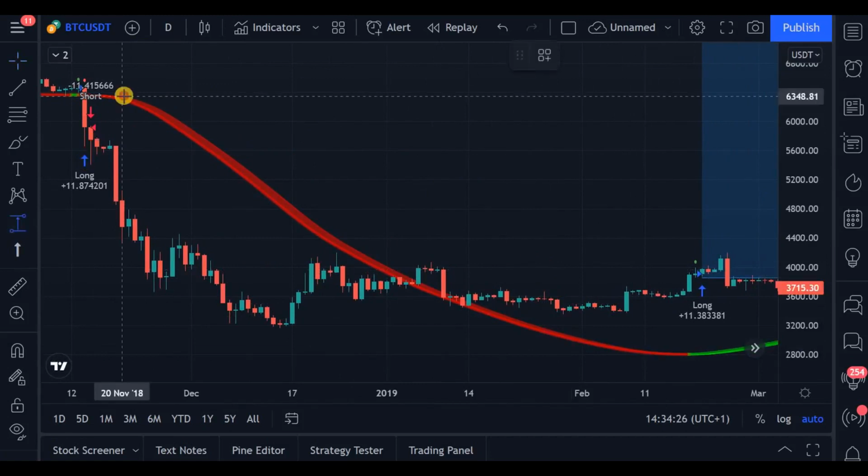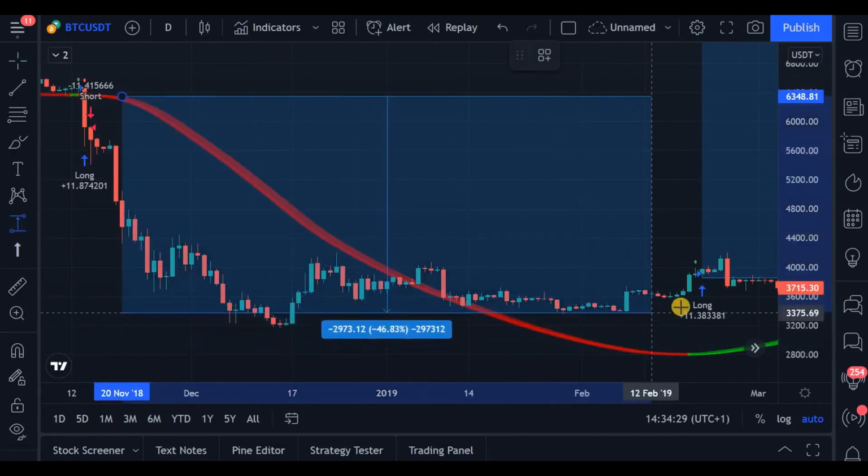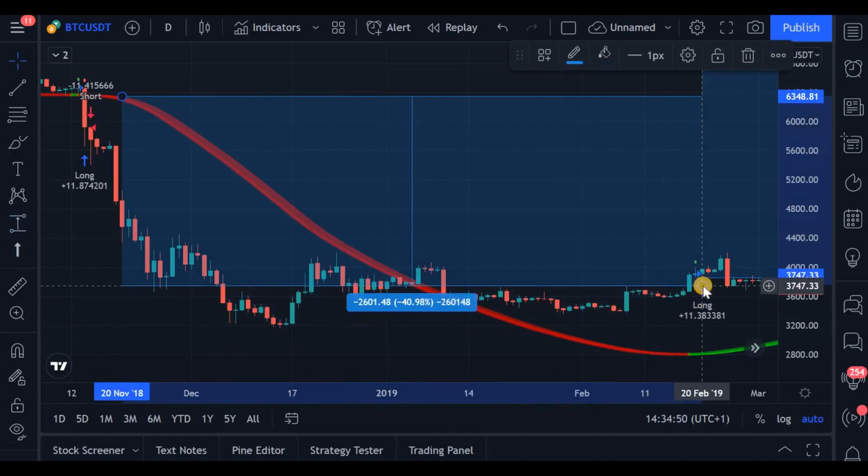From this particular point to the potential take profit region at around this level, you can see that this is over a 40% move to the downside. This is a very good indicator and could make you consistent profit over time.